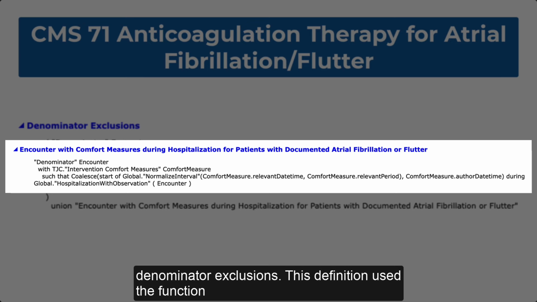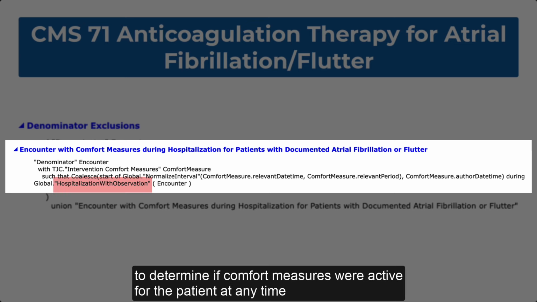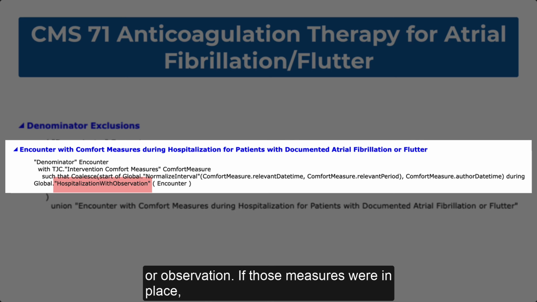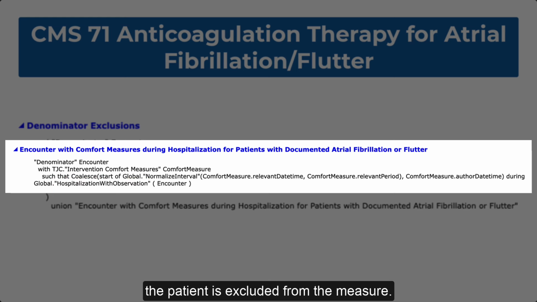This definition uses the function to determine if comfort measures were active for the patient at any time during the hospitalization, whether it started in the emergency department or observation. If those measures were in place, the patient is excluded from the measure.